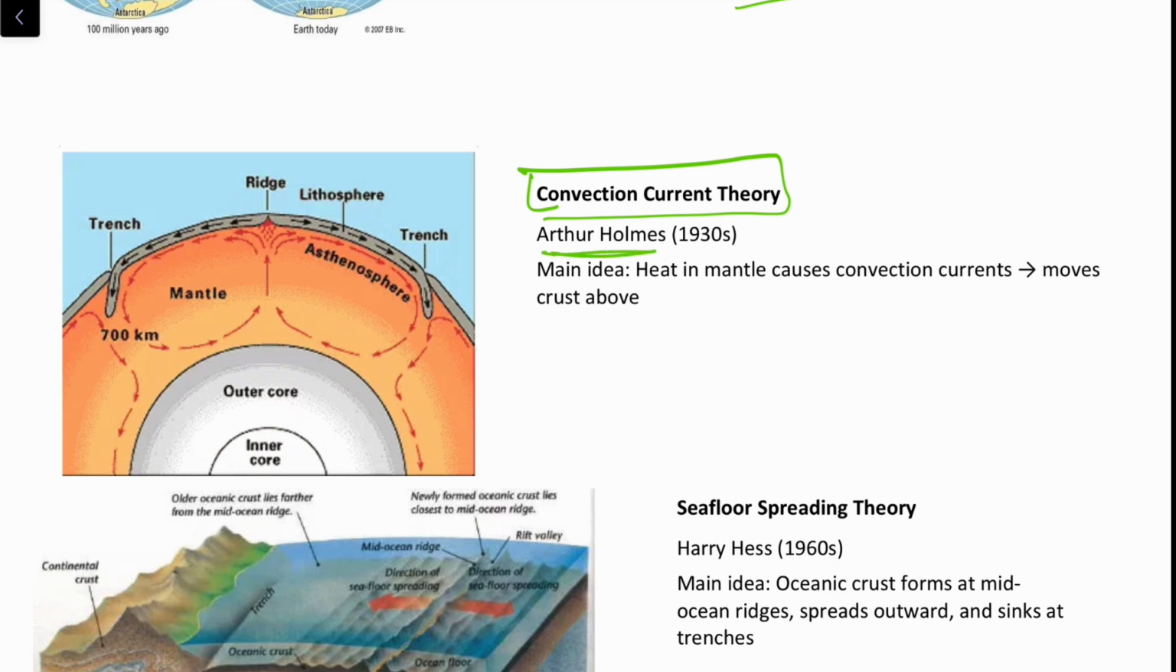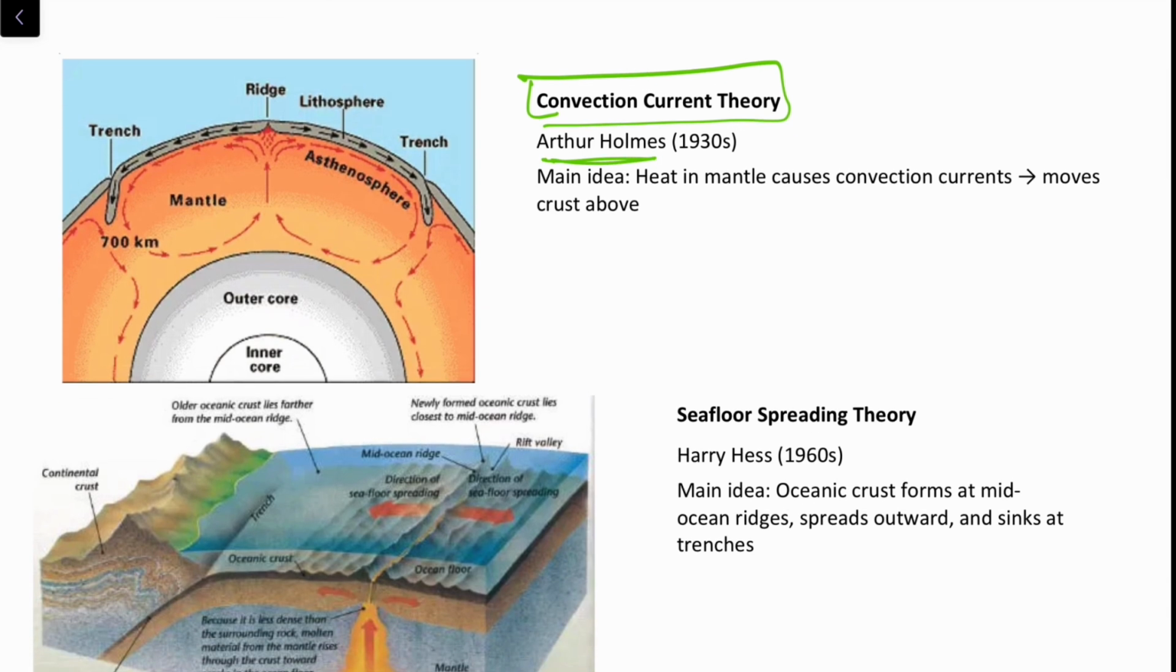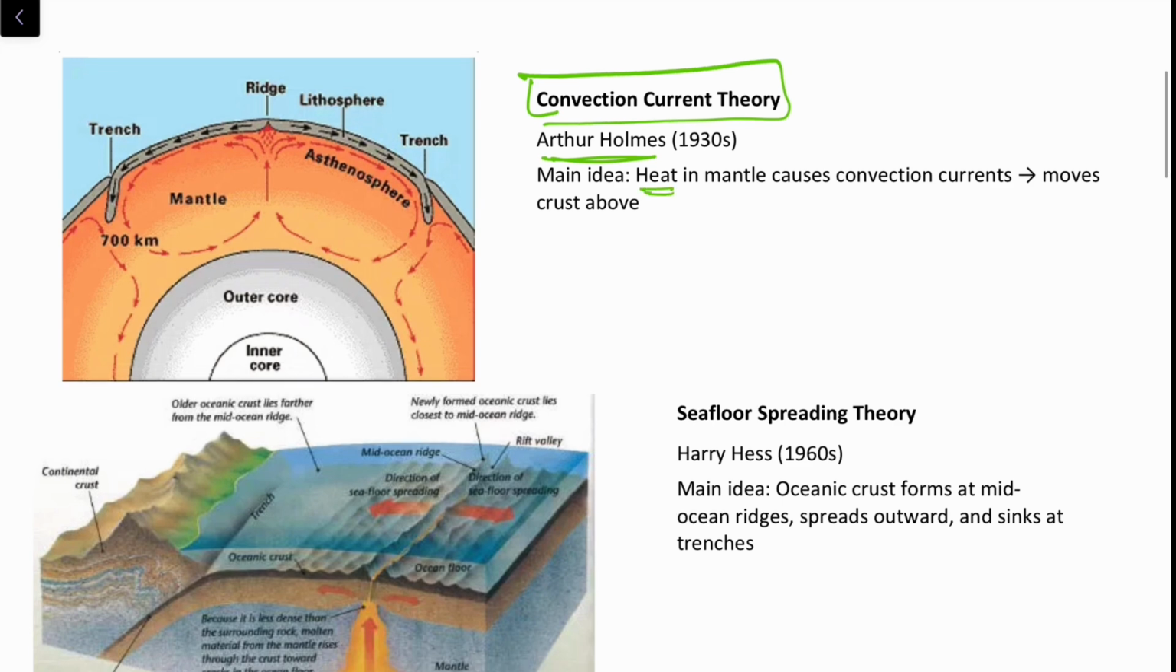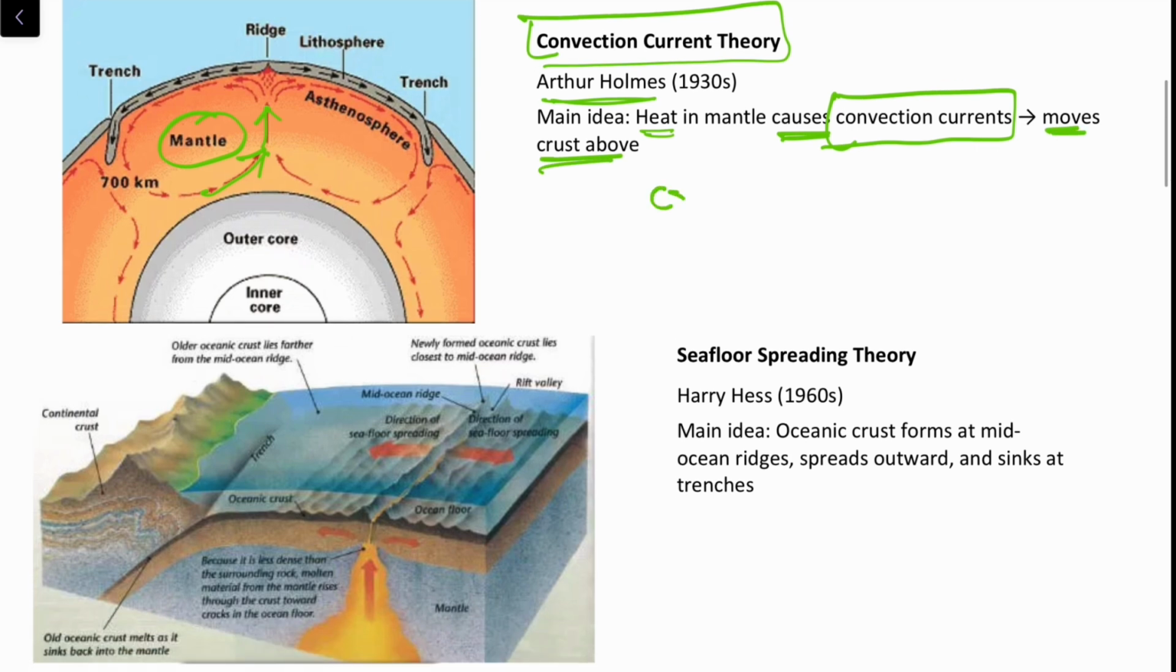So what is the proof given by the convection current theory for the movement of continents? The main idea is that heat present in the mantle region causes convection currents. These convection currents move the crust above. The crust plus the uppermost mantle, which we call the lithosphere, is divided into different plates. So these plates are moving because of the convection currents.